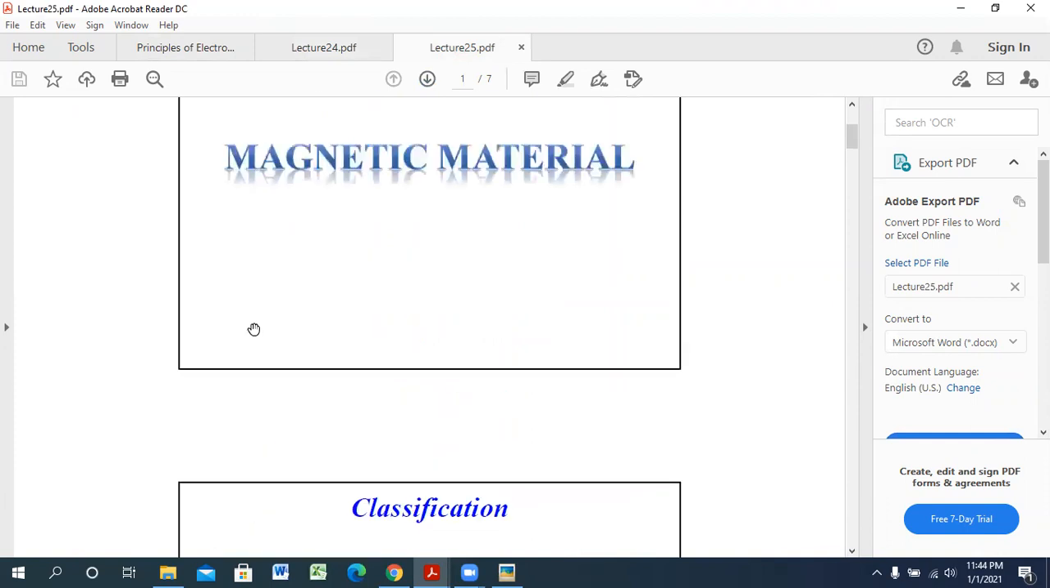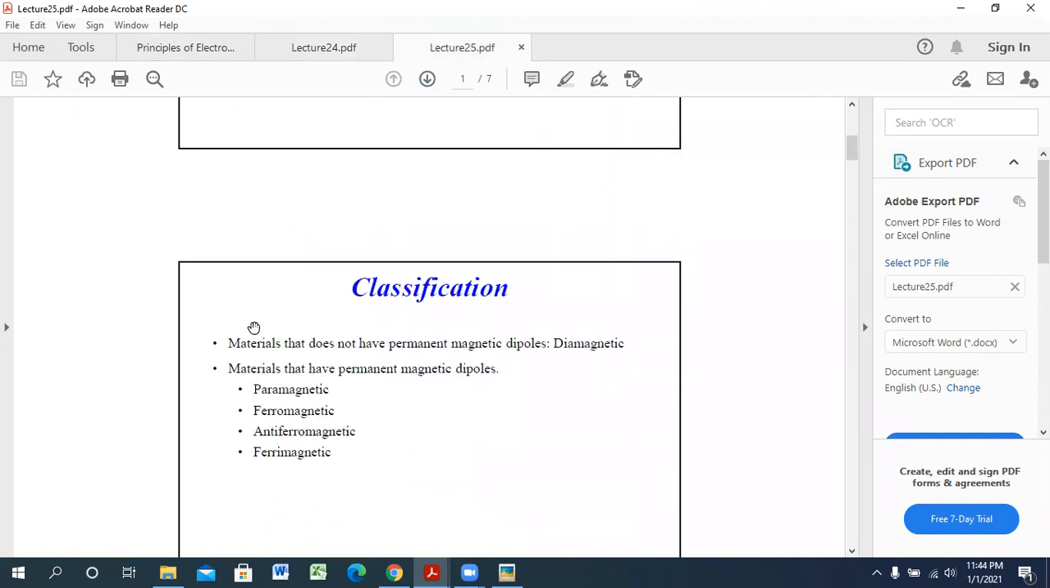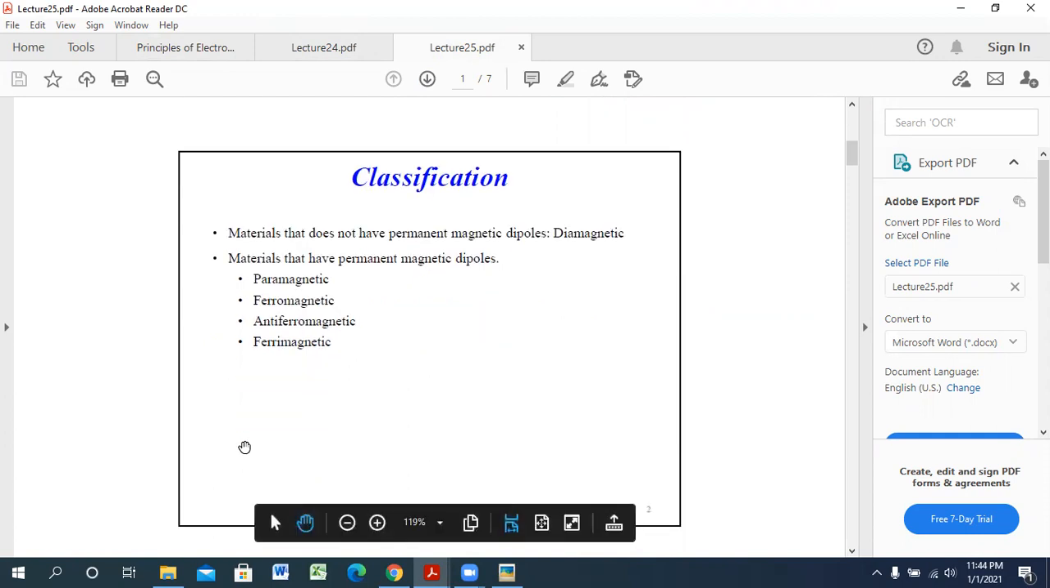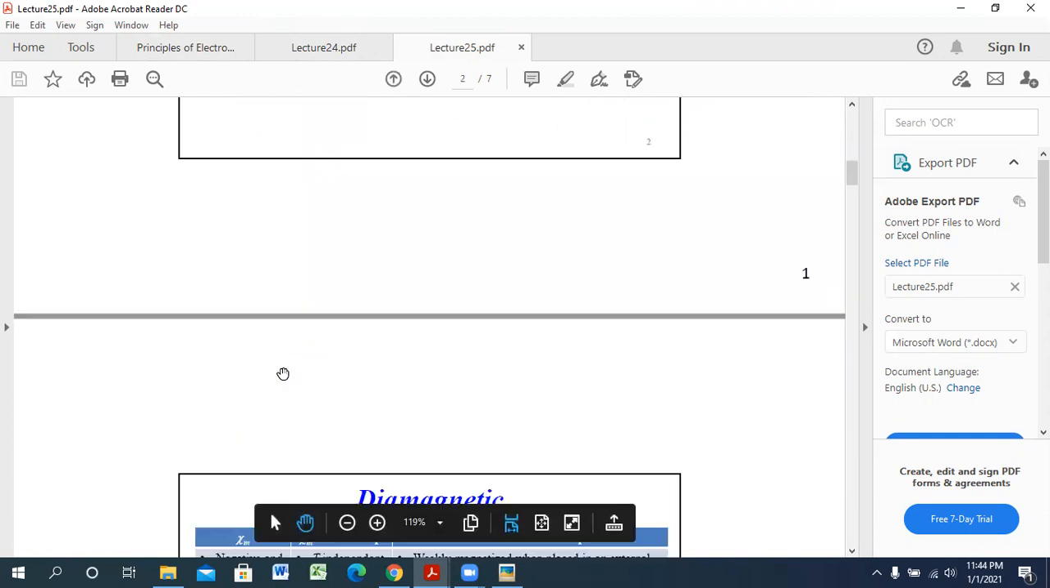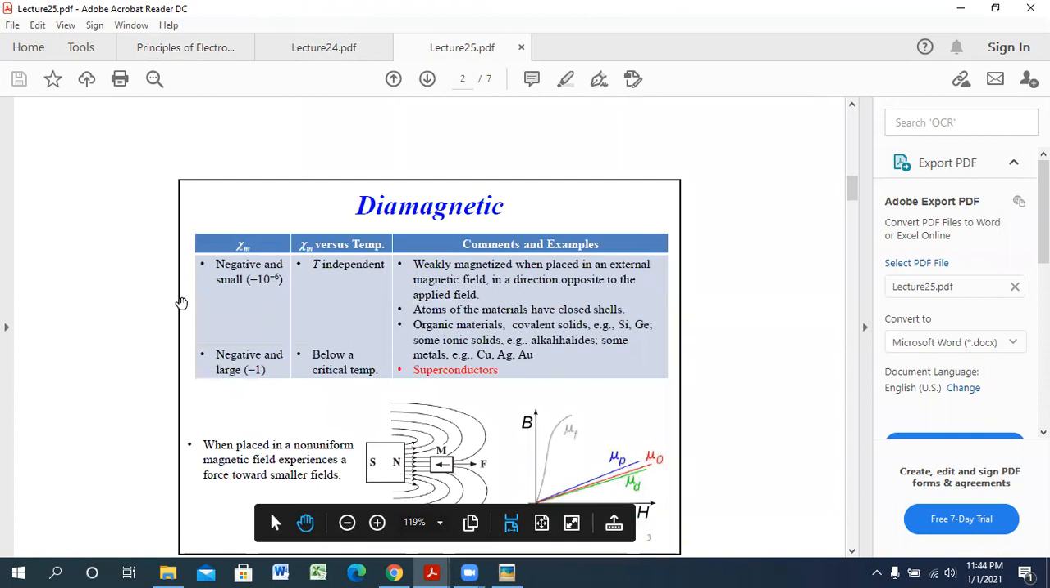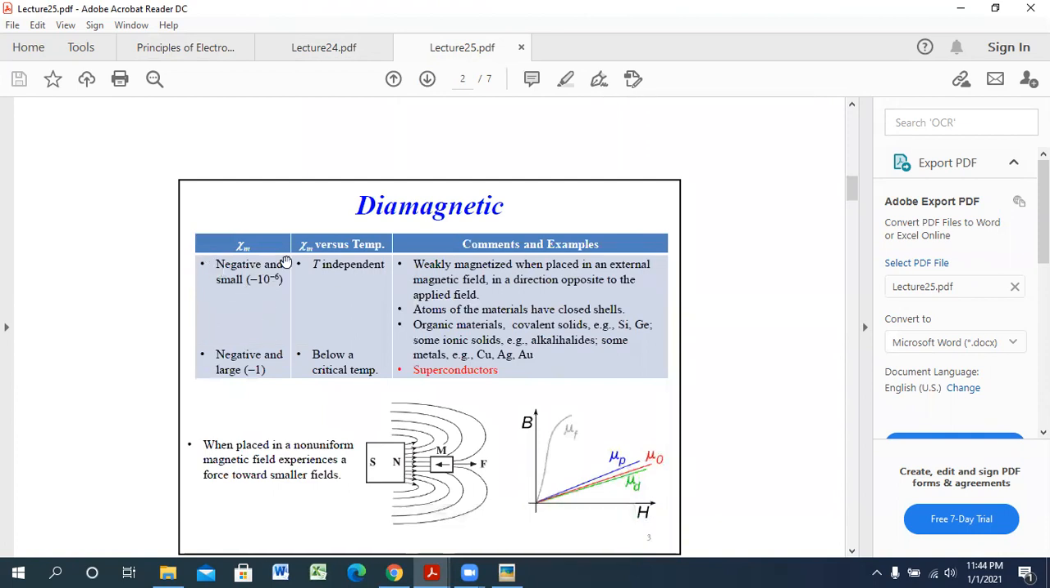Now move to lecture 25. That means the classifications. We have described these five types of classifications. In the table, everything depends on these psi values. If the psi value is negative and small, like minus 10 to the power minus 6, then this is known as a diamagnetic material.